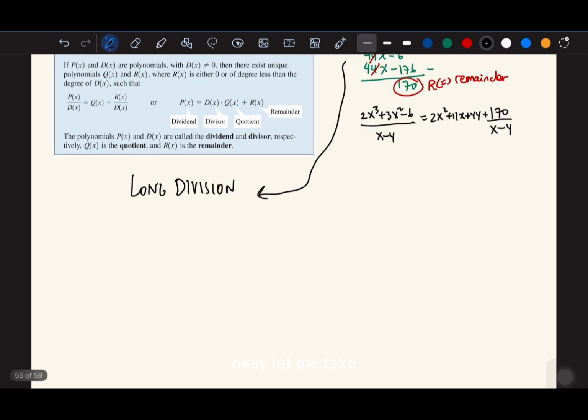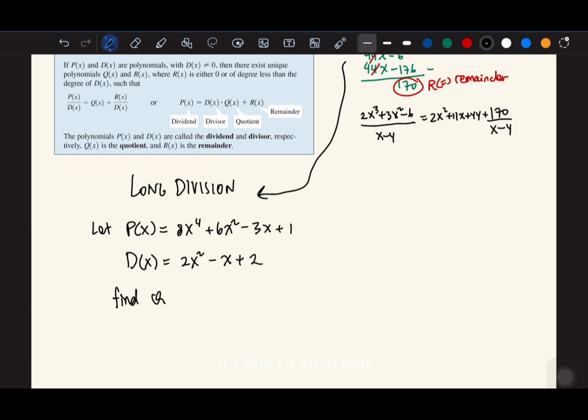Okay, let P(x) be 8x to the power 4 plus 6x squared minus 3x plus 1, and D(x) is 2x squared minus x plus 2, and then find Q(x) and R(x) such that P(x) is equal to D(x) times Q(x) plus R(x).